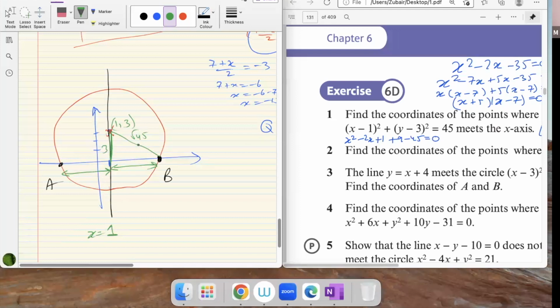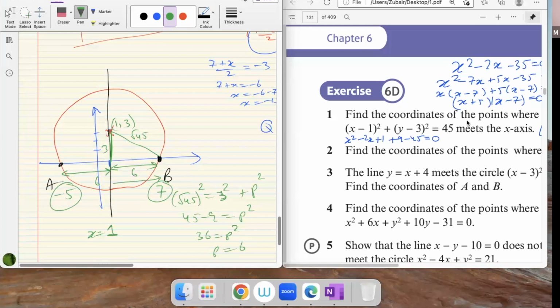If we use Pythagoras theorem, square root 45 whole squared is equal to 3 square plus unknown square. Let me say we use p. So 45 minus 9 is equal to p square. 45 minus 9 is 36, equal to p square. p is equal to 6. So we know that this distance is 6 and 6. So 1 plus 6 is 7 and 1 minus 6 is minus 5. Are these points exactly the same as what we got?